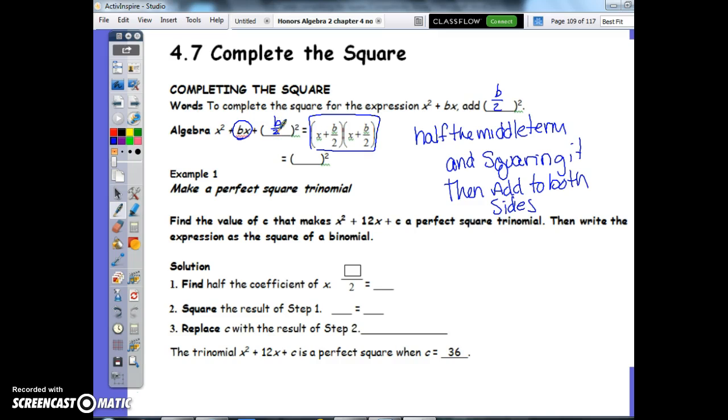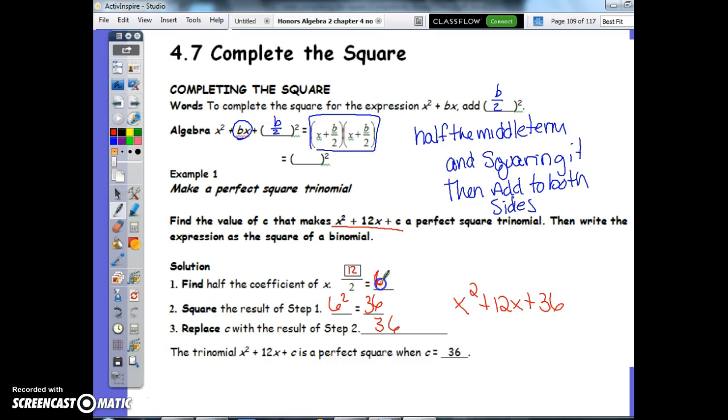Now, if you have this equation right here, where we look at x squared plus 12x plus c, and we're just trying to find what c is. We take half the middle term, which is 12, that would give you 6. Then you'd square 6, which would give you 36. Then replace c with 36. So for a perfect trinomial square, it would be x squared plus 12x plus 36.